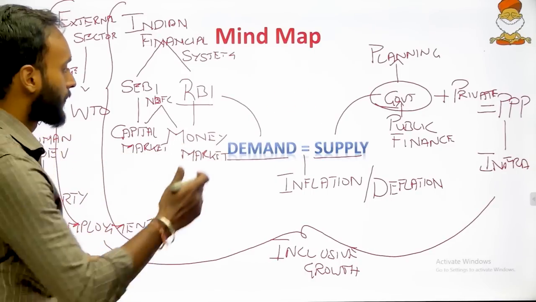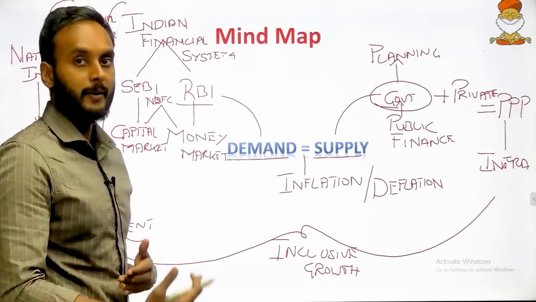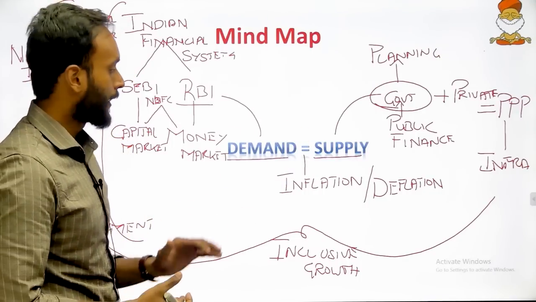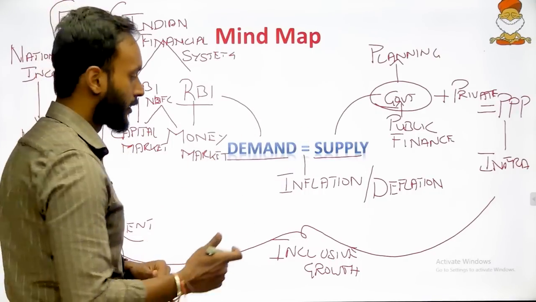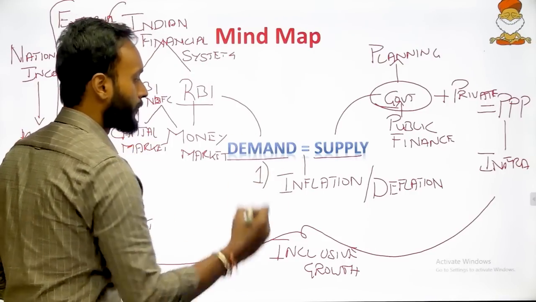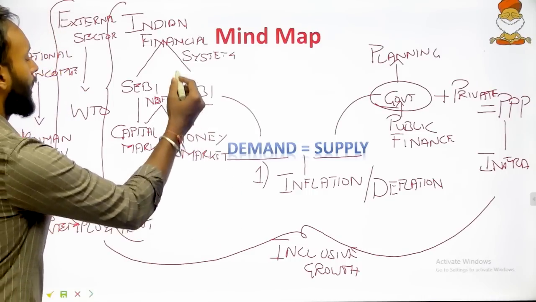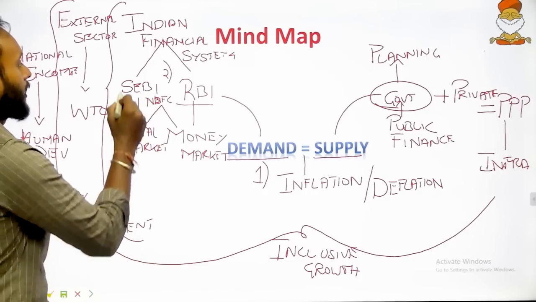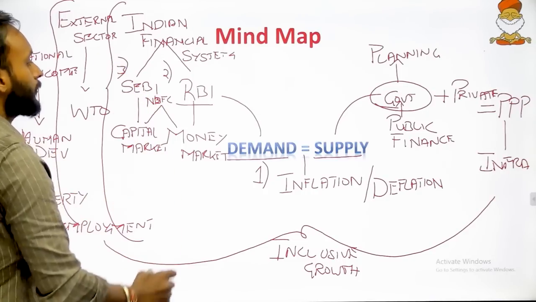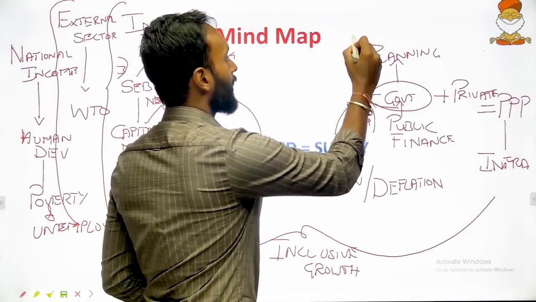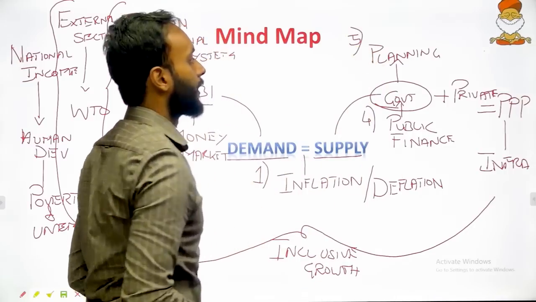So let us recap. The demand and the supply part of the economy is what we saw, and if demand and supply are imbalanced, inflation and deflation will be the first chapter, followed by the money market and the Reserve Bank of India as the second chapter. SEBI and the capital market will be the third chapter. Public finance will be the fourth chapter. Planning will be the fifth chapter.